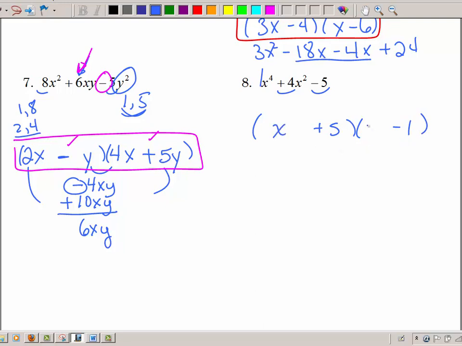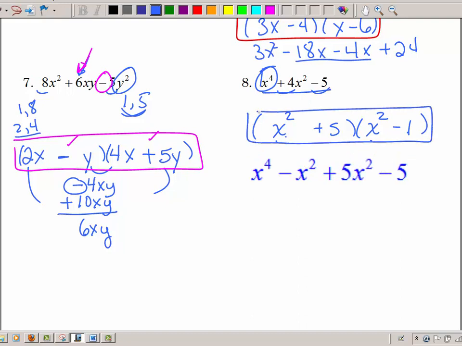But instead of x times x, we need x to the 4th. So that's x squared times x squared. I just want to show you that that actually works. X squared times x squared is x to the 4th. Then I'd have minus 1x squared and plus 5x squared minus 5. Combine like terms and I have that. Is that my final answer? No, it is not my final answer.